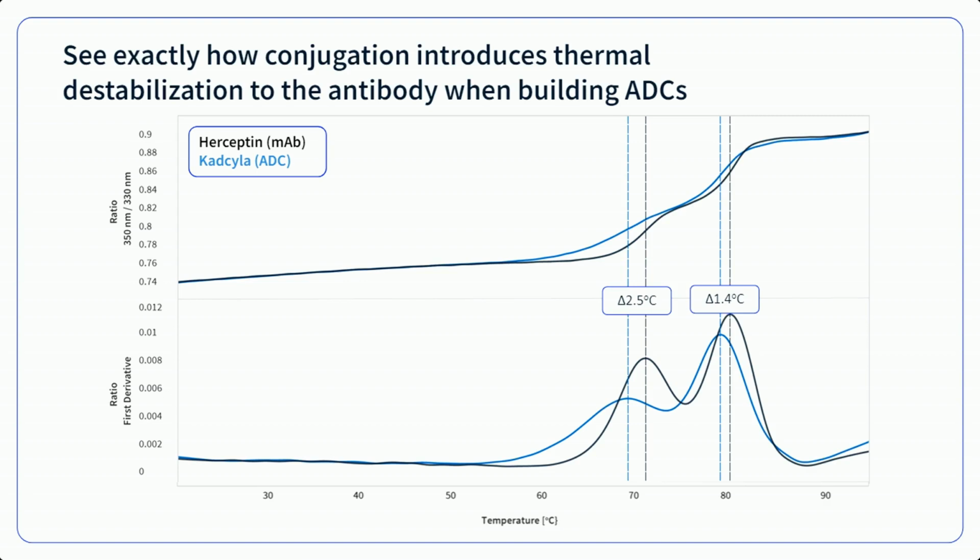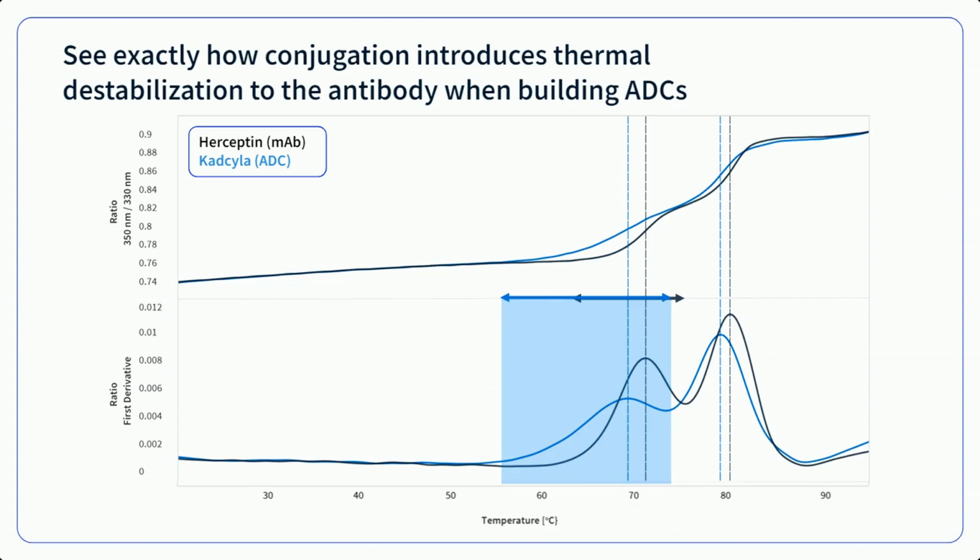Now, in the first derivative view, it's easy to spot how conjugation impacts overall stability of the first melting temp. You can easily see how the peak is broadened. So not only is there a decrease in the TM to indicate destabilization, there's also a more gradual unfolding of the CH2 domain, as indicated by the reduced slope at the inflection point.